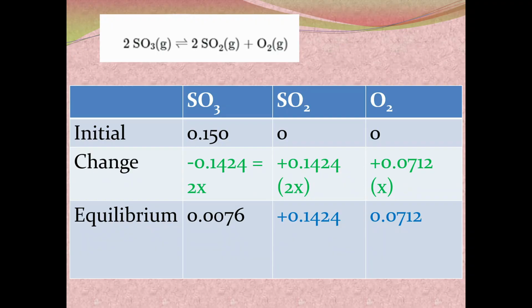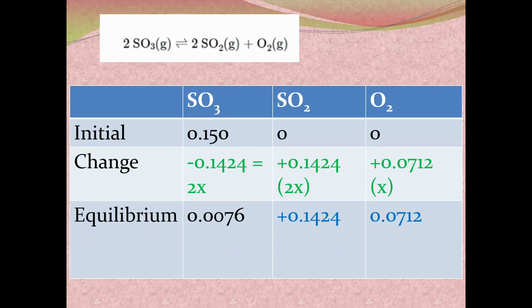But then when I look at SO2, SO2 also has a 2 in front of it. So its increase will be equal to 2x. So its increase is the same as the decrease in SO3. It's 0.1424. But oxygen is half of that because there's only one oxygen. So if oxygen is only X, I divided 0.1424 by 2.